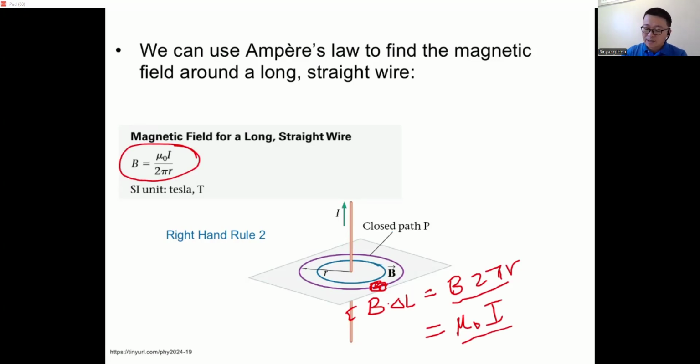For the direction of the B field, we use right-hand rule number 2. Your thumb points in the direction of the current, and your fingers curl in the direction of the B field. So the B field circles around the wire, counterclockwise if you look from the top side down.